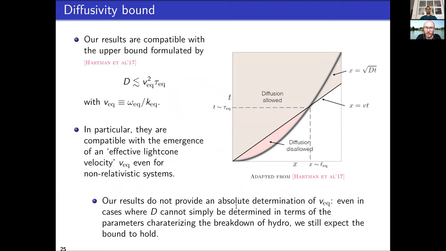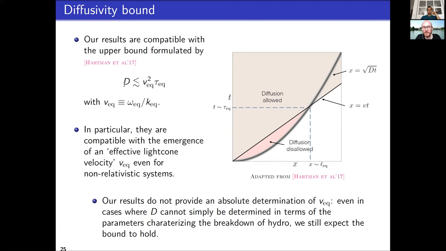To finish with some comments, all of these results are compatible with this upper bound that was formulated by Hartman, Hartnoll, and Mahajan, provided that we identify the equilibration velocity here with this ratio of scales. But let me emphasize that in the case of AdS2 and SYK, there is no propagating mode. Still, just on dimensional grounds, there's nothing that prevents us from writing this. So AdS2 is very non-relativistic, so it's compatible with this idea that there's an emergent Lieb-Robinson velocity. But they don't really provide any absolute determination of v_eq.